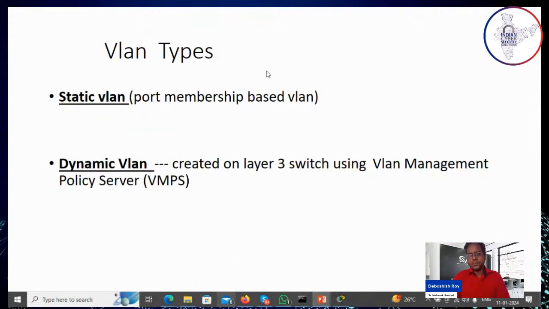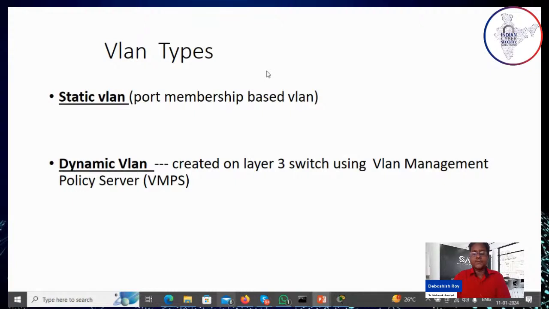Now let's come to the VLAN types. What are the types that we have? We have mainly two types of VLAN. One is static VLAN, or port membership based VLAN, and one is dynamic VLAN. Although we do not create dynamic VLANs often nowadays. Static VLANs are what we mainly create, that is statically assigning your PCs to the VLAN. Statically or manually, you have to assign the PC to the ports of the switch, that is, to the VLAN.